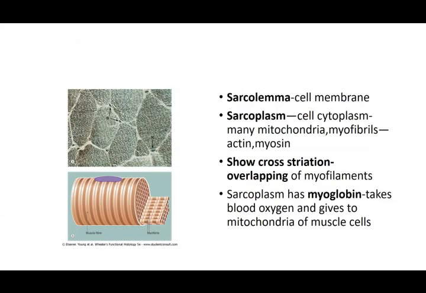You see the sarcolemma is the outside covering. The way any cell has a plasma membrane, when you use the word sarco, it specifies that it is of the muscle fiber. So it is called the sarcolemma, and sarcoplasm is the cytoplasm of the muscle cell. This shows you cross striations with overlapping, and sarcoplasm has myoglobin, which is concerned with the activity of the muscles.